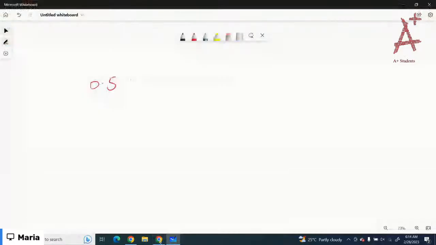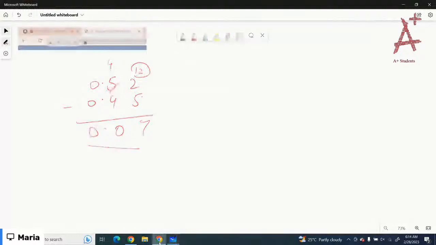0.52 minus 0.45. So you can't subtract 5 out of 2, so you have to borrow 1. It would be 12 here. Here you are left with 4. 12 take away 5 is 7. 4 take away 4 is 0. And that means 0.07. That means it rained 0.07 inches in April. Got it? Option number 2 is the correct option.